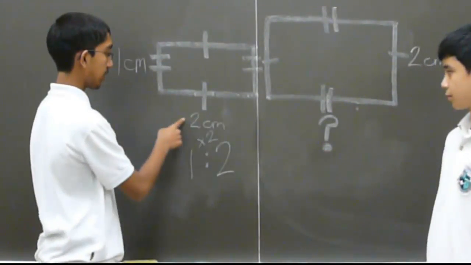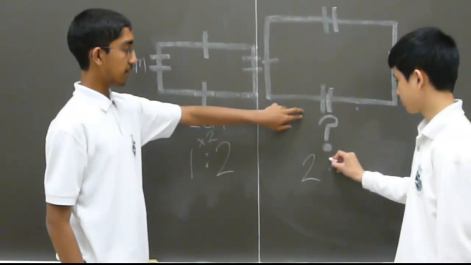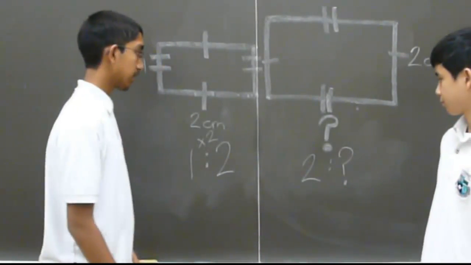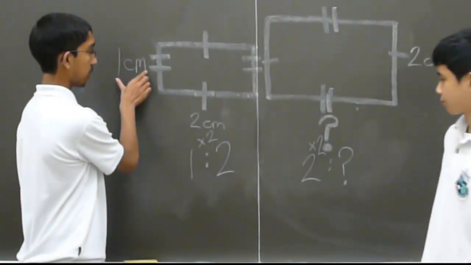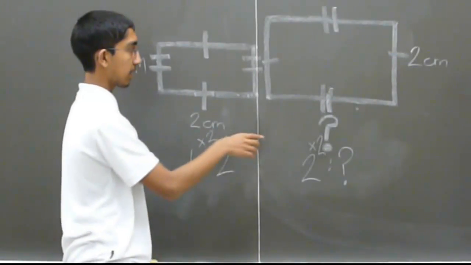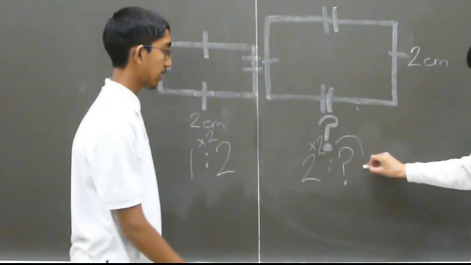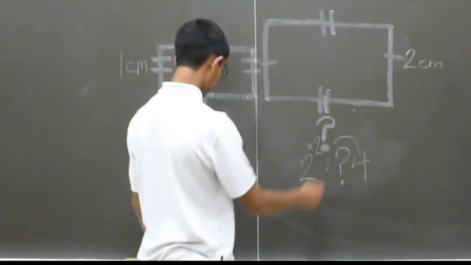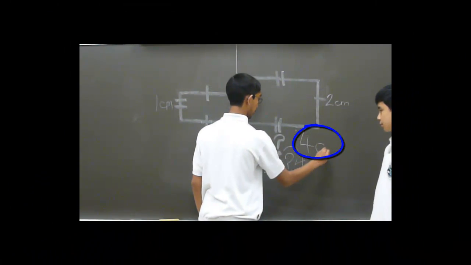Now, this sideline equals 2 centimeters, but in this rectangle, you don't know what the sideline equals, so we put a question mark. To calculate the sideline, since we know that 1 times 2 equals 2, you would have to multiply 2 centimeters by 2 to get the other shape's sideline. So 2 times 2 equals 4. So the result in this equation would be 4 centimeters.